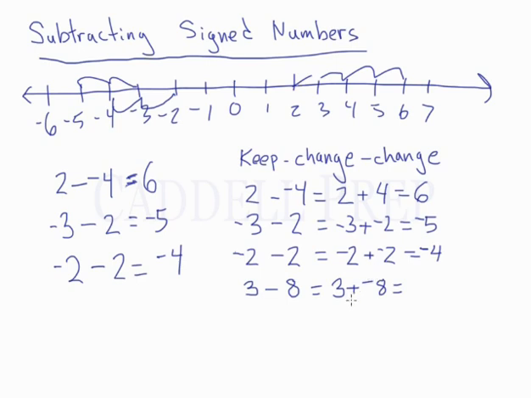So again, we're going to use our rules for addition. In this case, we're adding two numbers and the signs are different. So we find the difference. The difference between 3 and 8 is 5. And we keep the sign of the larger value. 8's greater than 3, and it's negative, so our answer is going to be negative. So when we're subtracting signed numbers, we can use keep, change, change to change it to an addition problem, and we'll just use our rules for adding signed numbers.